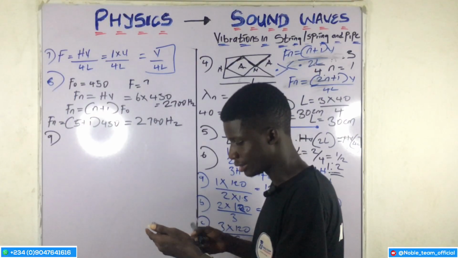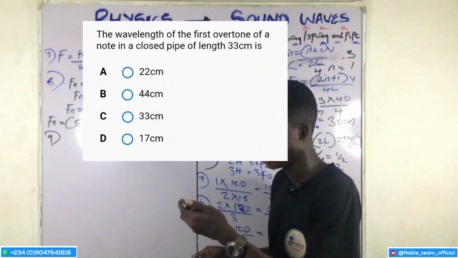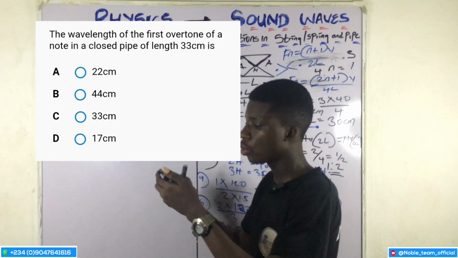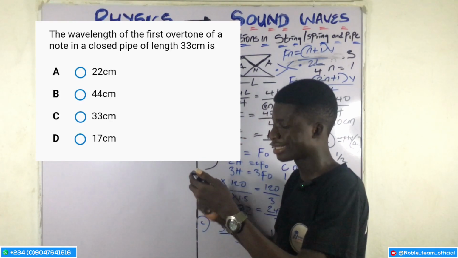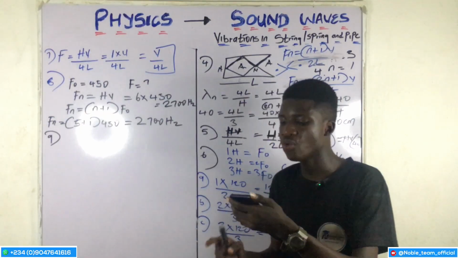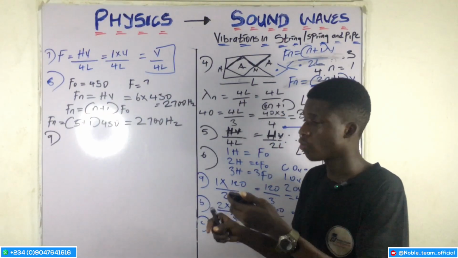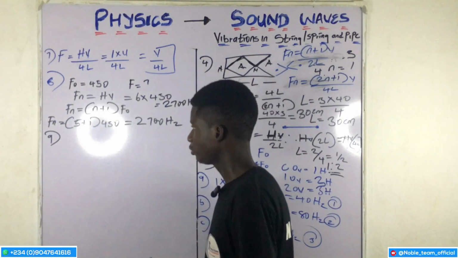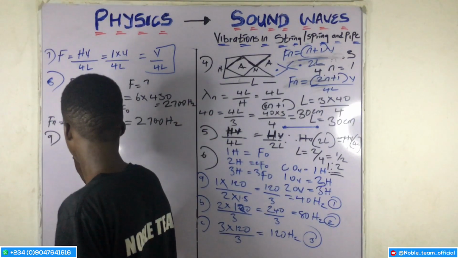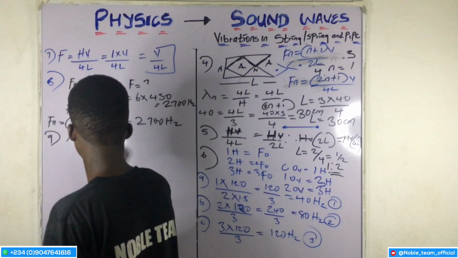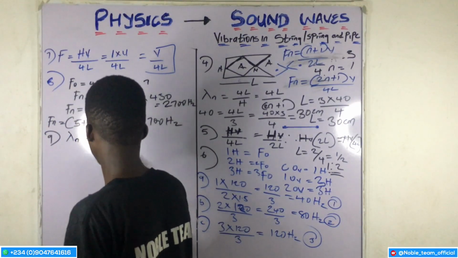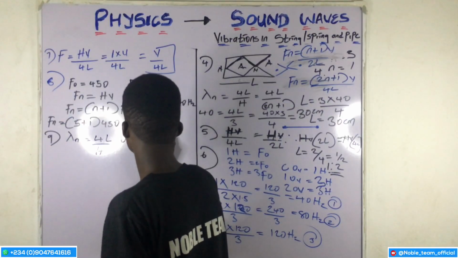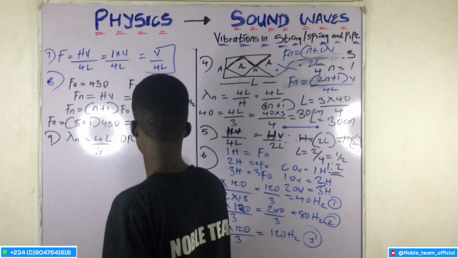Question 9 says, the wavelength of the first overtone of a note in a closed pipe of length 33 centimeters is what? Remember, they said the wavelength of the first overtone of a note in a closed pipe. Now, wavelength is like saying 4L over H, or I can simply say it is 4L over 2n plus 1.